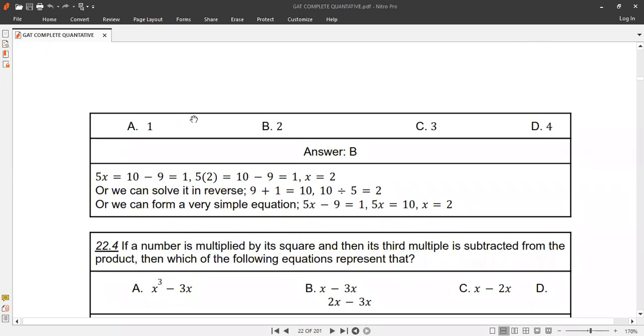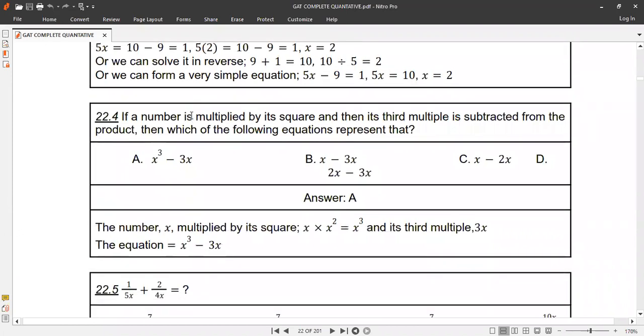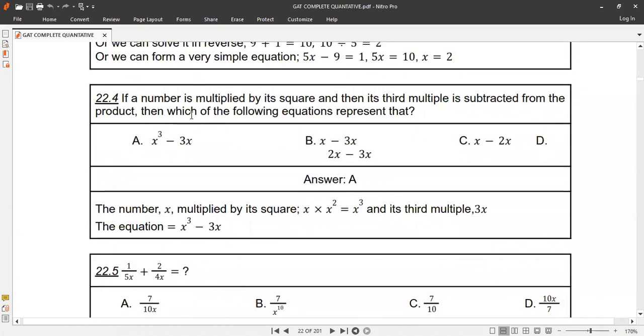Now let me go to another question. I try to look at the choices. Now we need to unify, because here we have plus. If we have plus, we need to unify the denominators. Here we have 5x, here we have 4x. So the LCD, least common denominator, is 20.